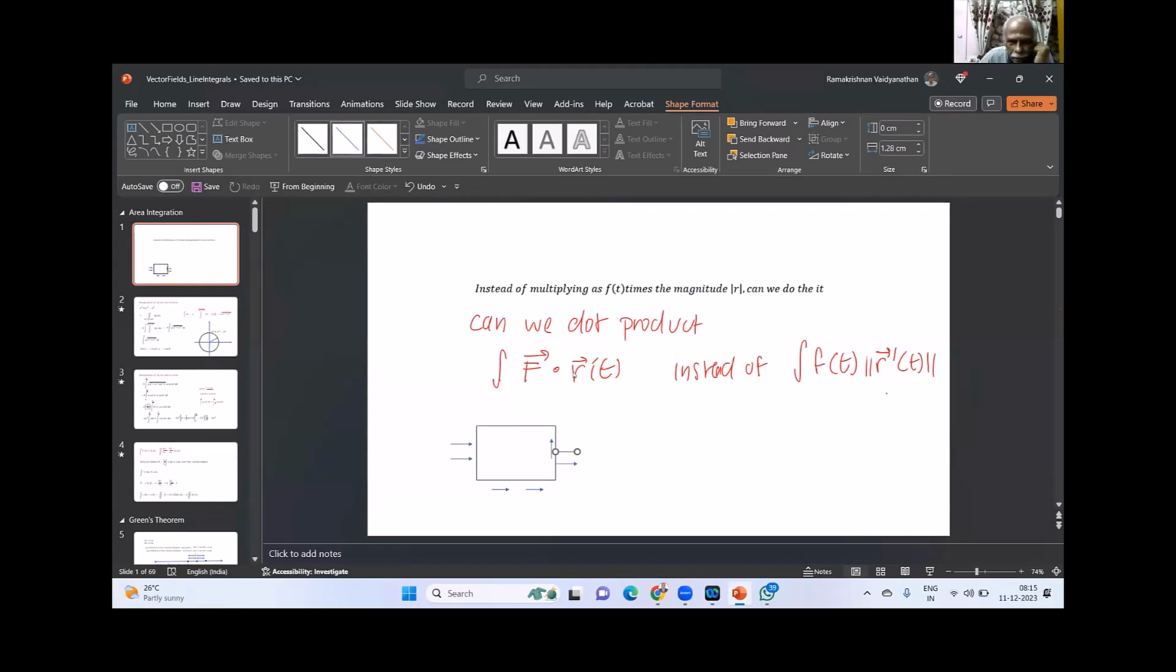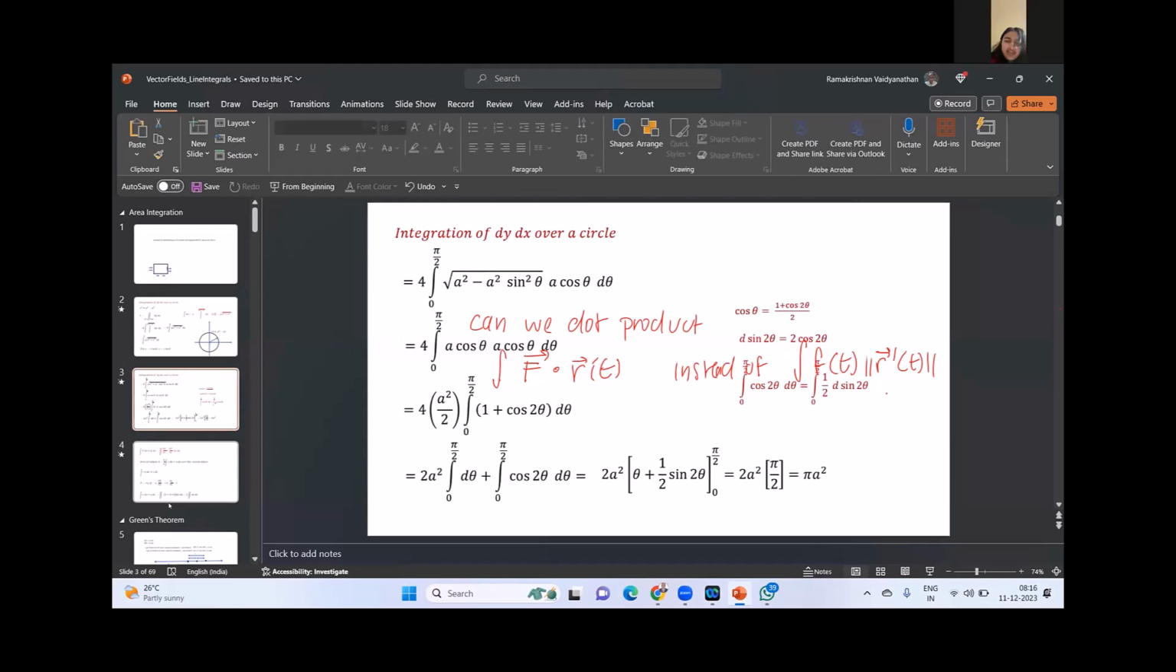Instead of multiplying by this vector, can I multiply by the gradient of the vector? What do you mean by gradient? It's a slope. That is what you have written here, R prime is shown here. Very good, right? And this is what Green's theorem is. What does Green's theorem tell? It should be the same answer, right? Yes, it must have the same answer.